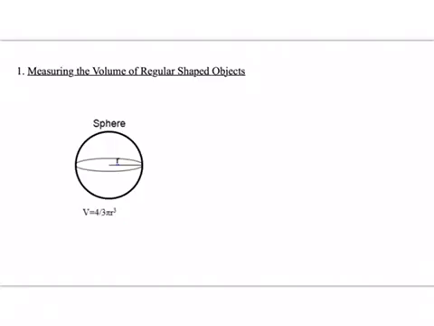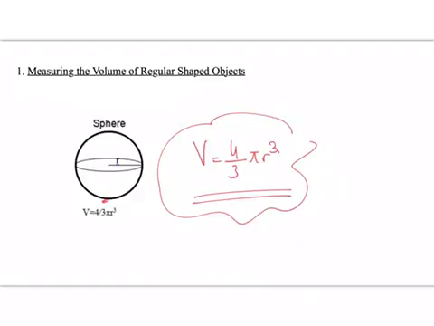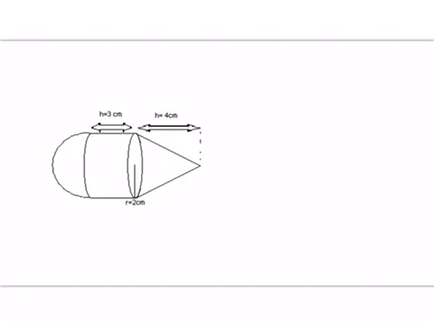The volume of a sphere is equal to 4/3 pi r cubed because it has no base area, so it has a special formula. Now let's do an example. Let's find the volume of this geometrical object. We have a half sphere, let's say volume V1, a cylinder V2, and a cone V3.